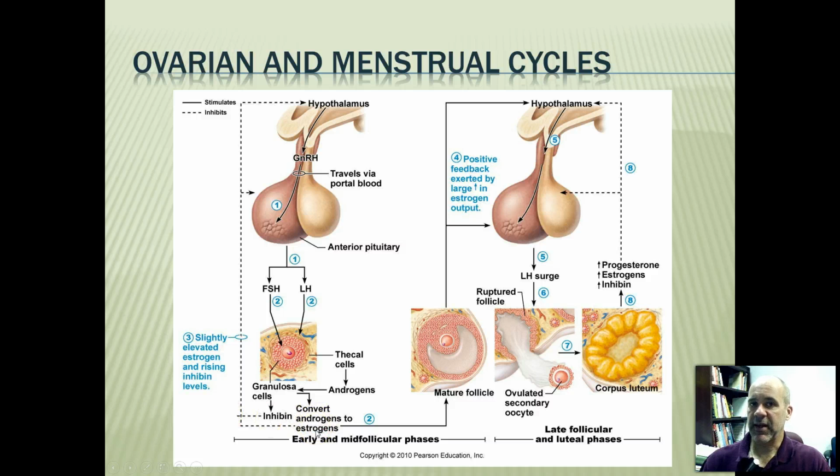All right, however, there is a little complex part of the story here. As more and more and more estrogen gets made, eventually you reach a point where there's so much estrogen around that instead of negative feedback, it temporarily has a positive feedback effect up here on the hypothalamus and the anterior pituitary. And that causes a surge. There's a burst in production of LH right at the middle of the cycle, about day 14. And that is what triggers the mature follicle to rupture. Out comes the ovulated secondary oocyte.